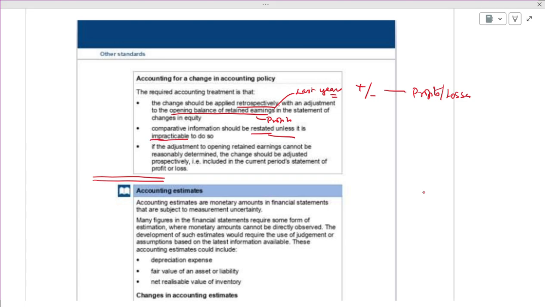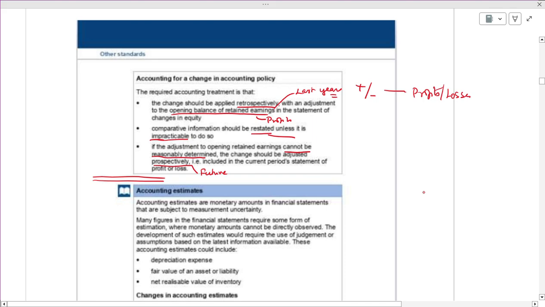Unless it is difficult. If it is difficult, you have to leave it. Now you will ask me what is difficult. We'll come back to this when we are doing examples. If the adjustment to opening retained earnings cannot be determined, the change should be done from the future.